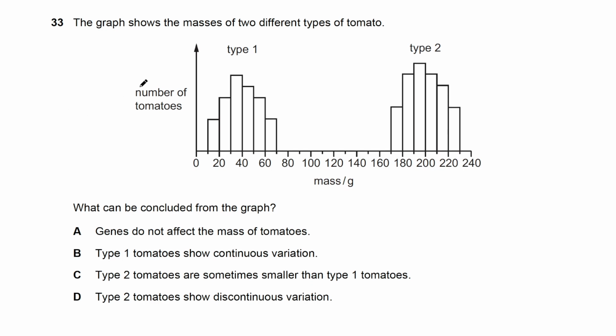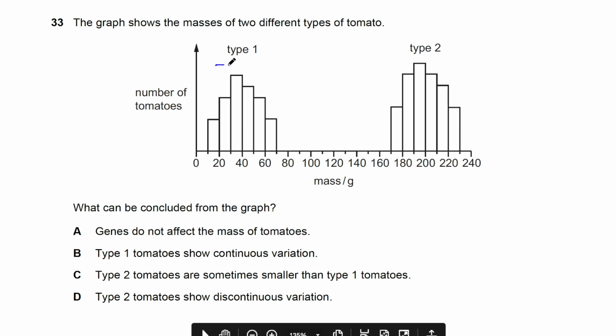The graph shows the masses of two different types of tomato, type 1 and type 2. Okay, this is great. What can be concluded from the graph? A, genes do not affect the mass of tomatoes. This statement is wrong, and even that, the graph is not showing it. Since he is asking me from a graph, I have to look at the graph itself. My information should come from the graph. So A is wrong.